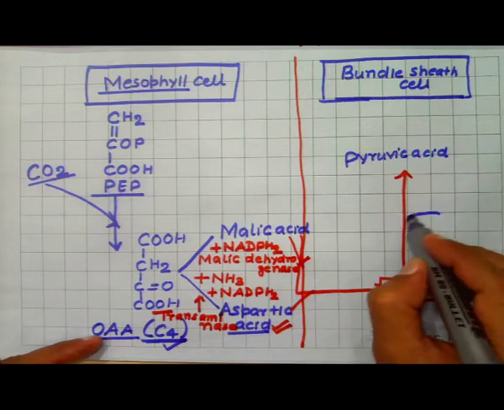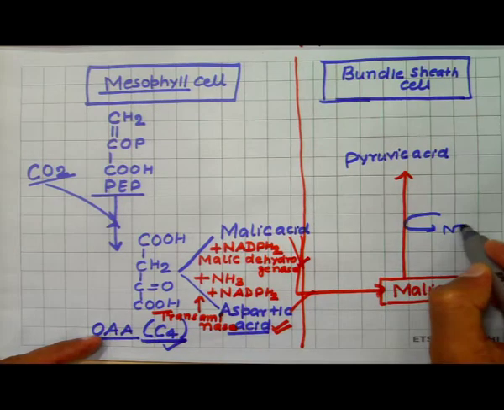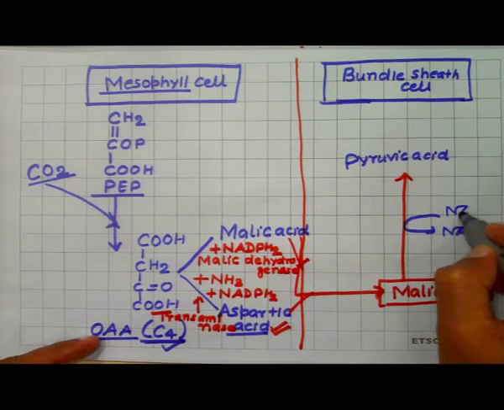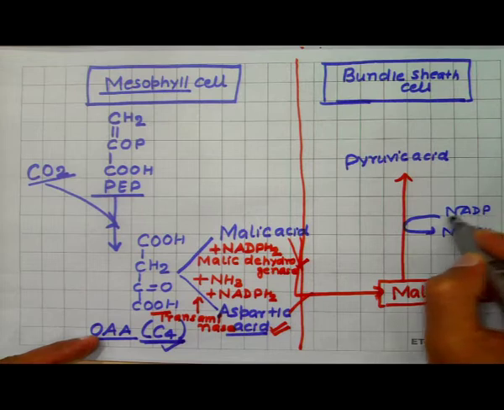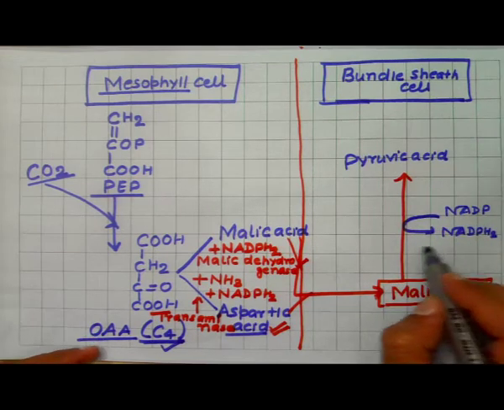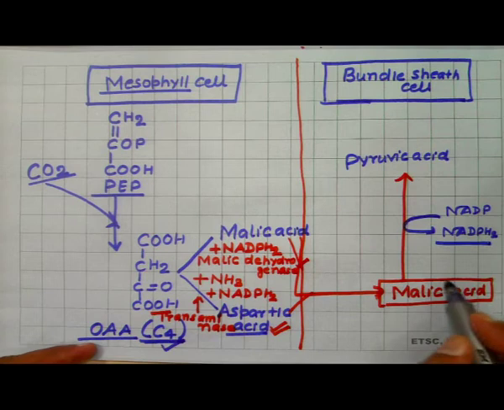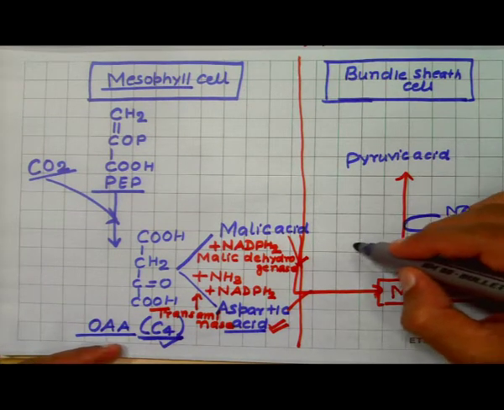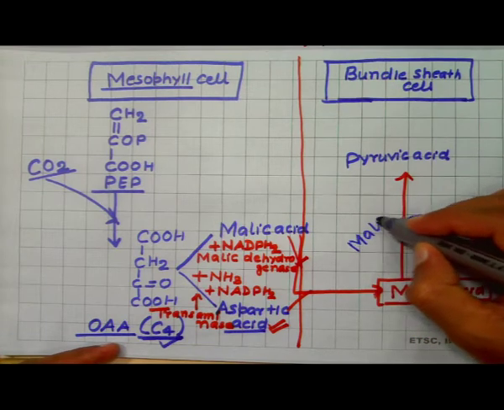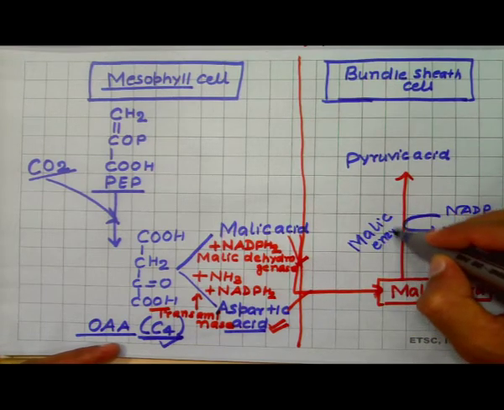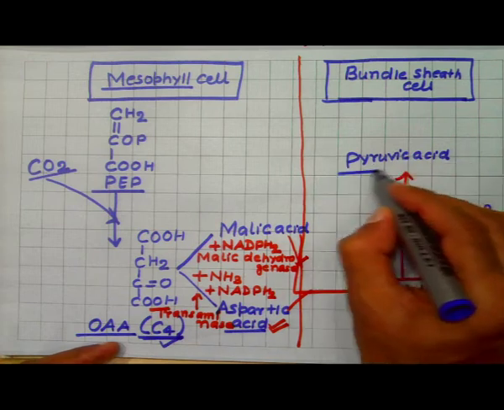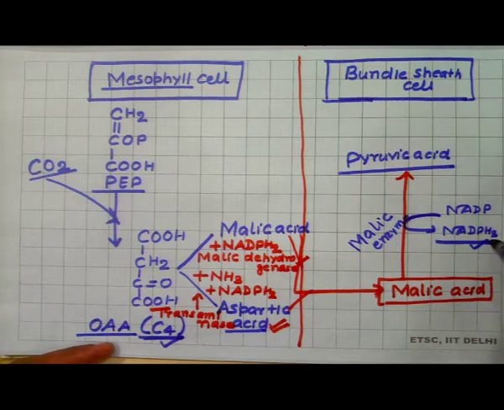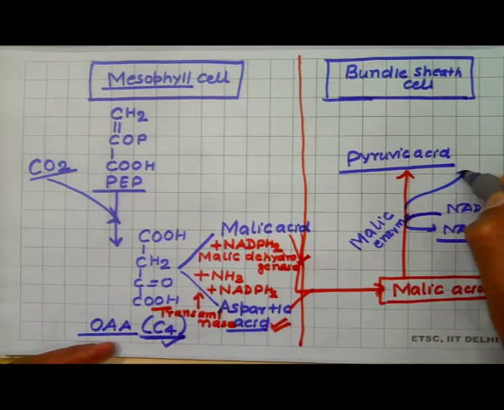And in this case NADPH2 is released. The NADP is used and converted into NADPH2 because the malic acid releases 2 hydrogen atoms, and the process is carried out with the help of malic enzyme, and it forms pyruvic acid. During this process of NADPH2 formation, there is also a release of carbon dioxide.